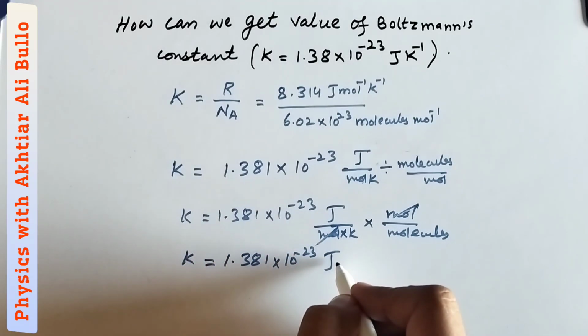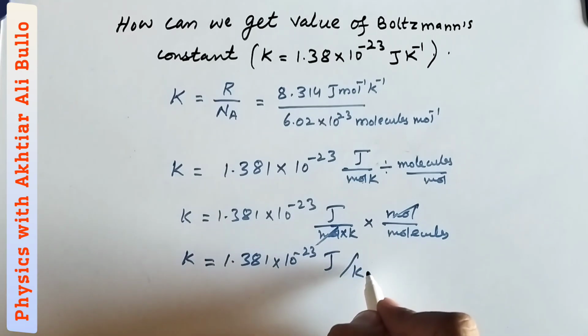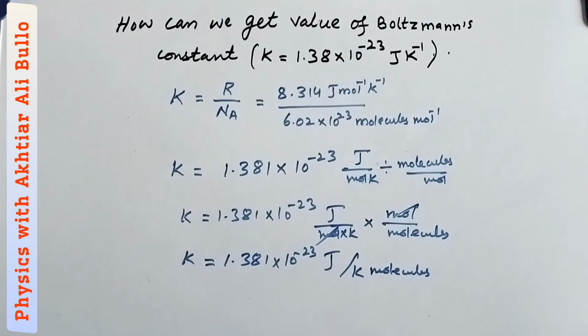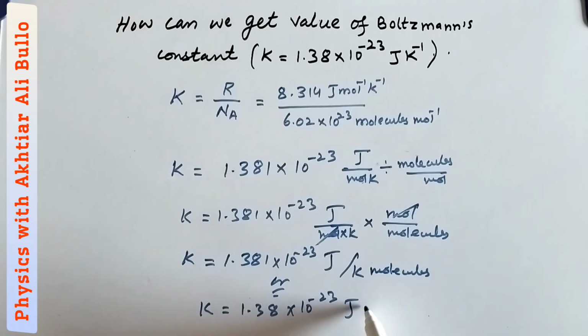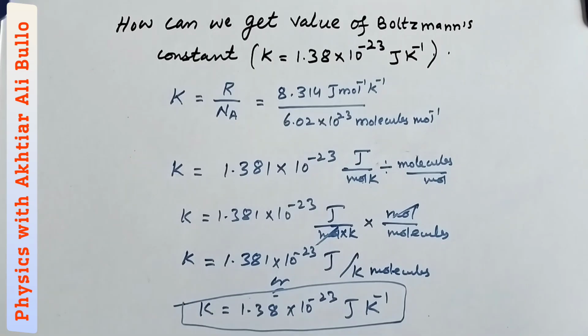joule upon Kelvin into molecules, or we can also write this as K will be equal to 1.38 into 10 raised to the power minus 23 joule per Kelvin. So this is our required expression for Boltzmann's constant.